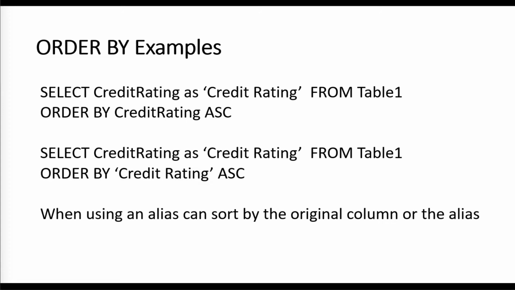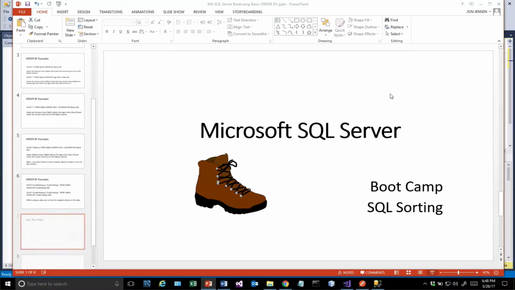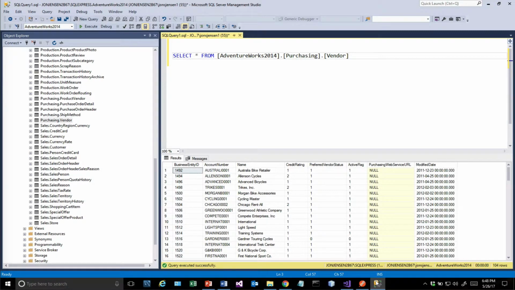Finally, let's talk about aliases. We talked about column aliases a little bit last time. So we can select credit rating as credit_rating from Table1, and we can then order by the original column name, or you'll notice in the second example we are ordering by the alias. So either way, it works just fine. All right, so let's try it out. So let's get out of our slides and jump over here to SQL Server.